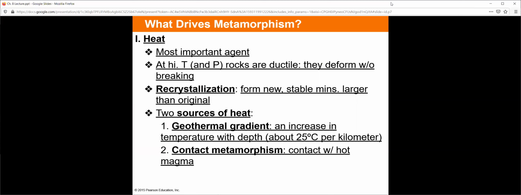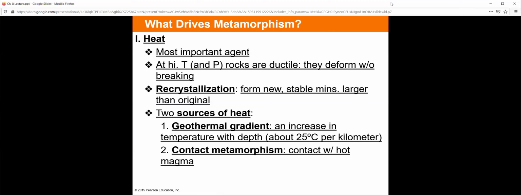So what drives metamorphism? The most important agent involved is heat. At very high temperatures and pressures, rocks become ductile. They can deform without breaking. Think of rubber, for example. You can bend rubber and it won't shatter, as opposed to something hard, let's say like a hard plastic. During this ductile stage, rocks that are undergoing metamorphism have recrystallization events happening. They form new stable minerals that in general tend to be larger than the original.